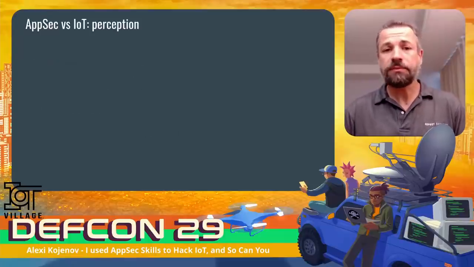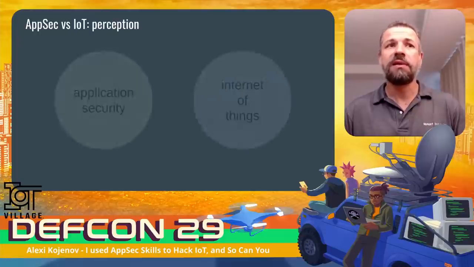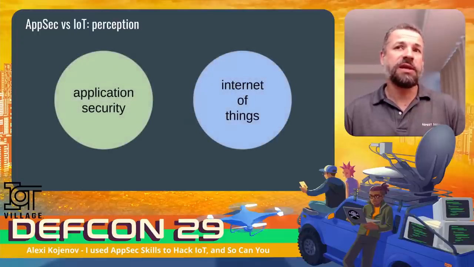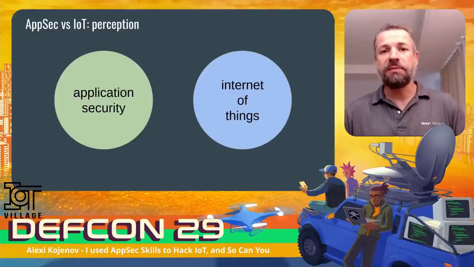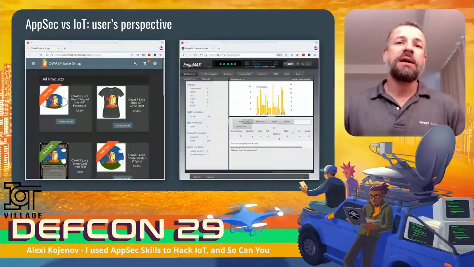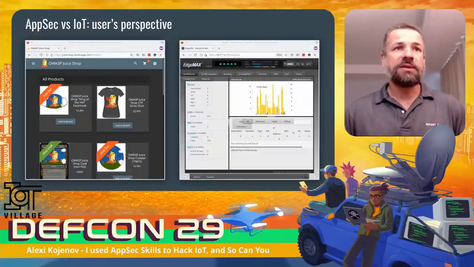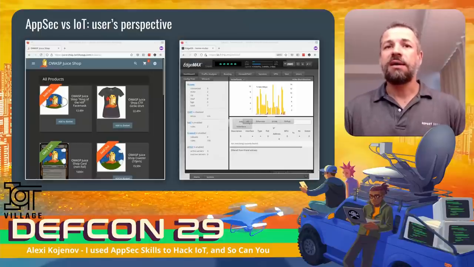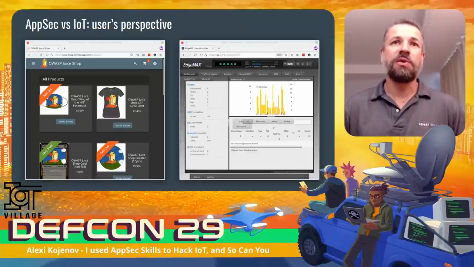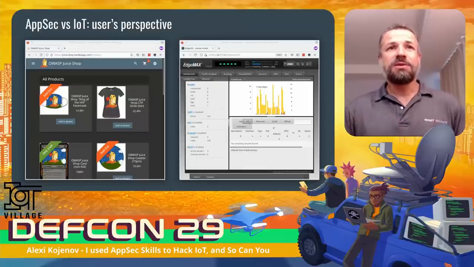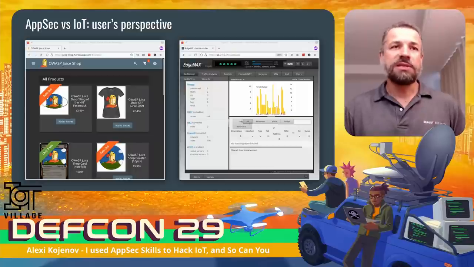So let's dive in. A common perception is that application security and Internet of Things are two separate domains, but is this really the case? Consider these two examples. On the left-hand side, I have a classic web application displayed in a browser, and on the right-hand side, I'm looking at the web UI from my home router. But from the user's perspective, these two are actually the same. There is some code that runs in the browser, and there is some code that runs on the server side. And who cares where the server is?